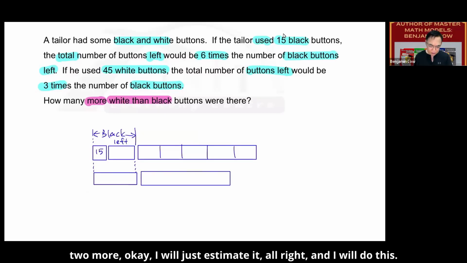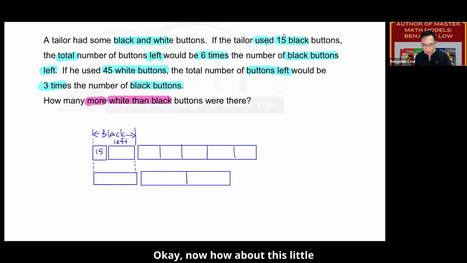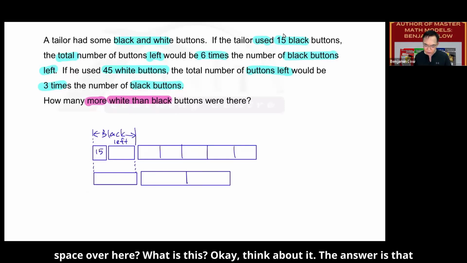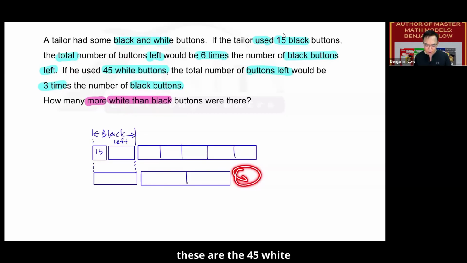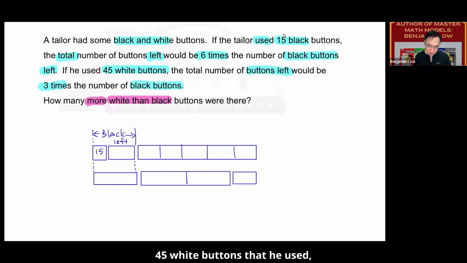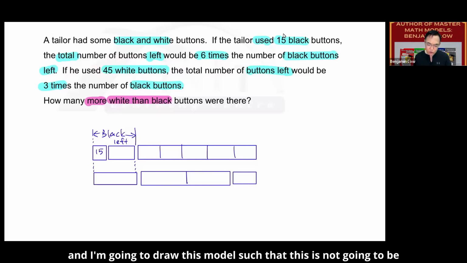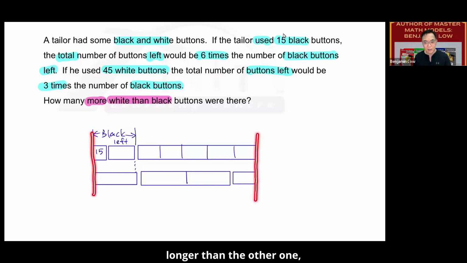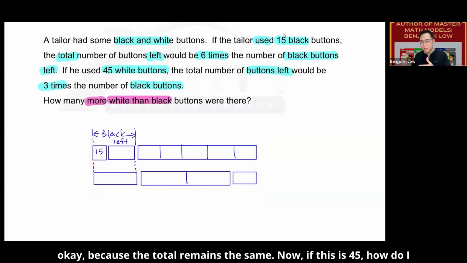All right, and I will do this. Okay, now how about this little space over here? What is this? Okay, think about it. The answer is that these are the 45 white buttons that he used. So I'm going to draw a box here to represent the 45 white buttons that he used, and I'm going to draw this model such that this is not going to be longer than the other one, okay? Because the total remains the same.